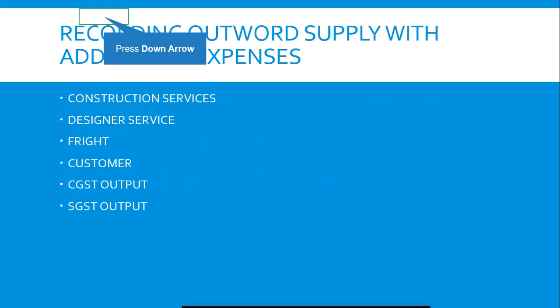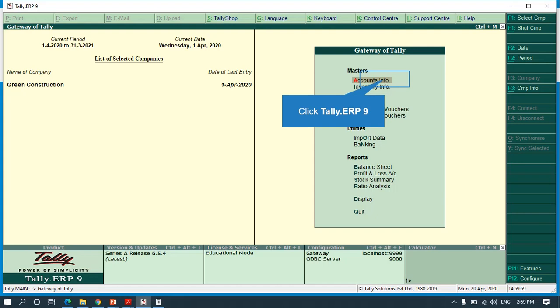For this transaction to be posted in Tally, we need to define the construction service in Tally, the designer service in Tally, and freight charges also in Tally. We need to create a customer, and we need a CGST output account and an SGST output account, because it is a sales transaction, an outward supply transaction, right? So now let us move to Tally, where it is, yeah, here.